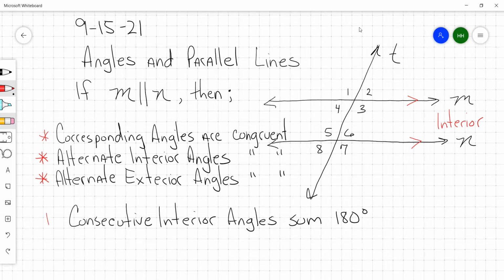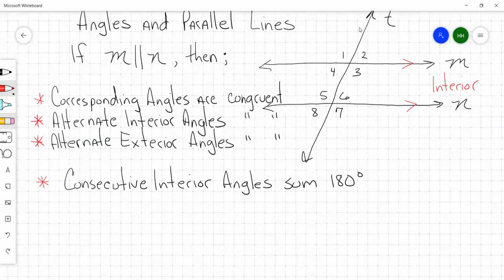And then consecutive interior angles sum 180. What that means is that angle 3 plus angle 6 equals 180. Consecutive interior means the same side of the transversal on the interior. And then angle 4 plus angle 5 is equal to 180.